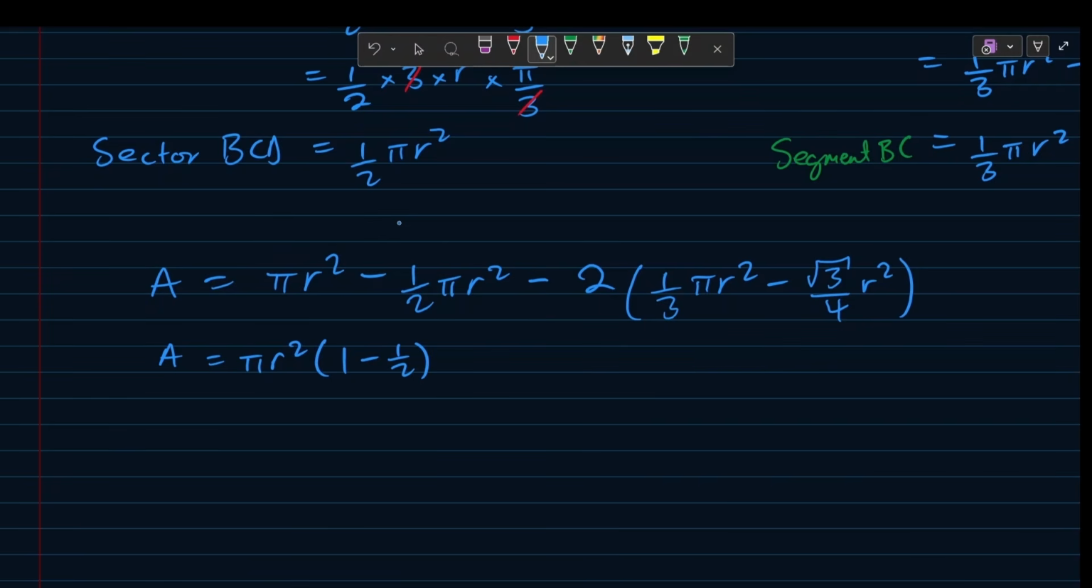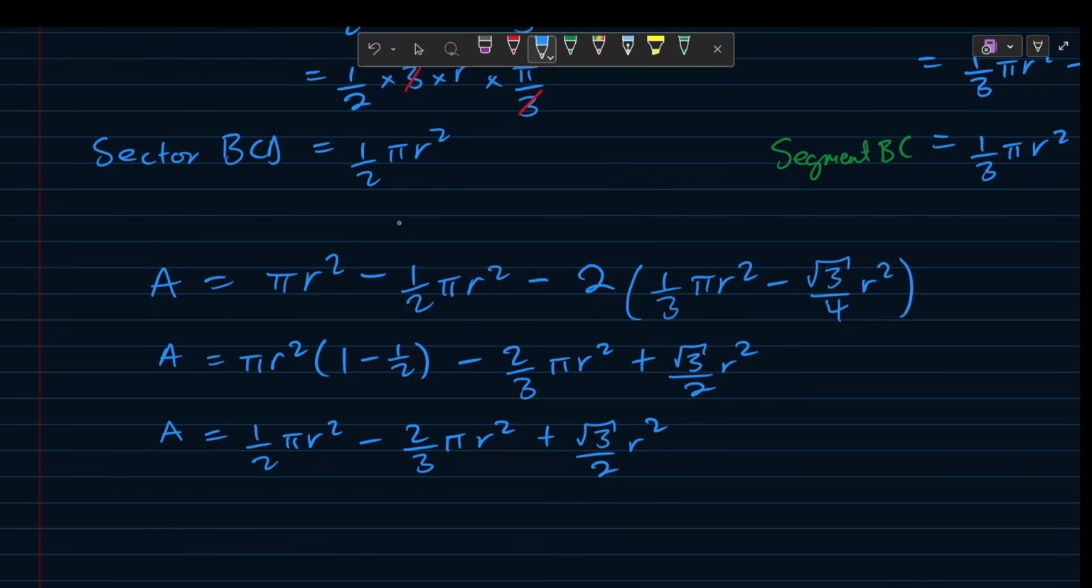And then here I'll expand that bracket, so that's minus 2/3 pi r squared, and then minus 2 times minus root 3 over 4 r squared. So that becomes positive root 3 over 2 r squared. And so A is, 1 minus a half, that's half, so half pi r squared, minus 2/3 pi r squared plus root 3 over 2 r squared.